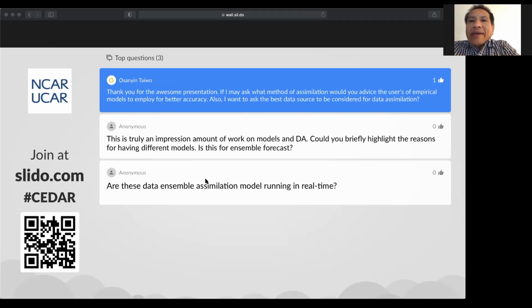Right, right. And then there is one final question. Are these data assimilation simulation models running in real time? Yes, they are. Some of them are running in real time. And the GAMERA physics is running in real time at USU. Okay. In real time at USU and at the Air Force Weather Agency.